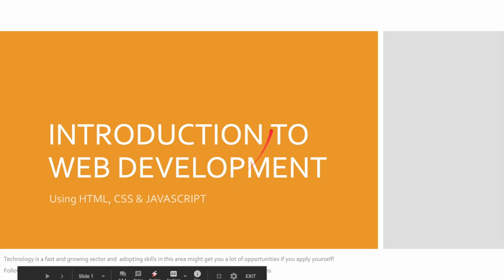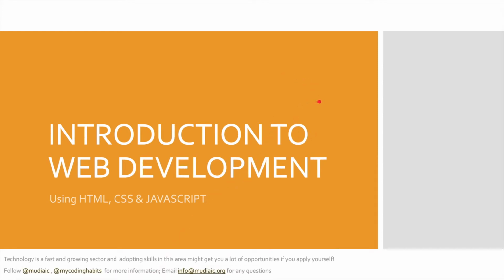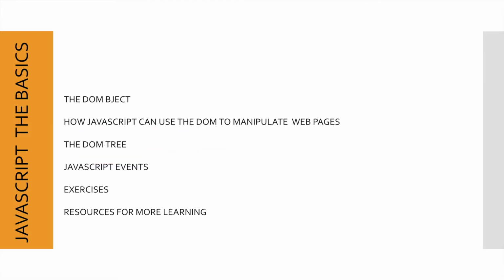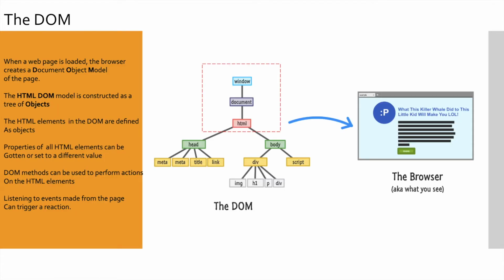So in this class we're going to be continuing with how to use JavaScript with the HTML and CSS knowledge that we've already acquired, and we will be looking at the DOM object and how to manipulate the DOM object, the DOM tree, some JavaScript events, and a lot of exercises to get us working with HTML elements and JavaScript.